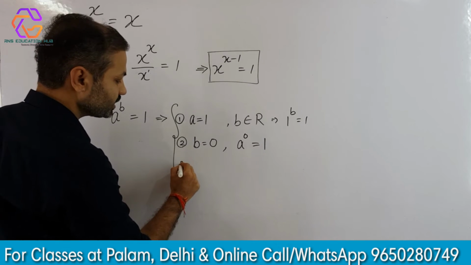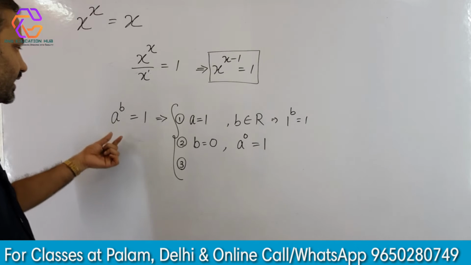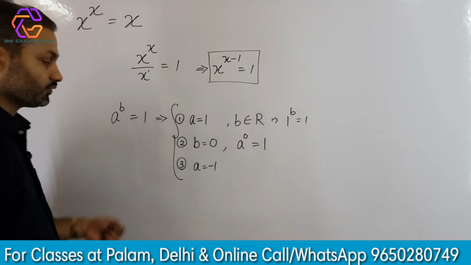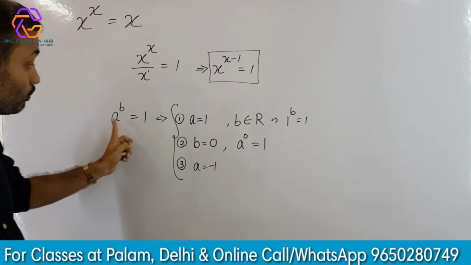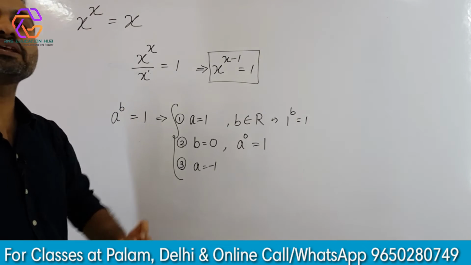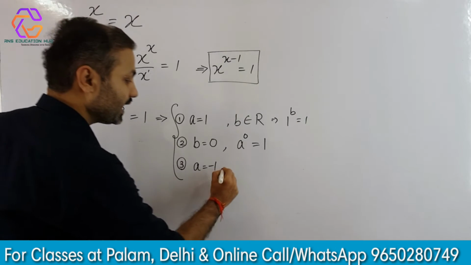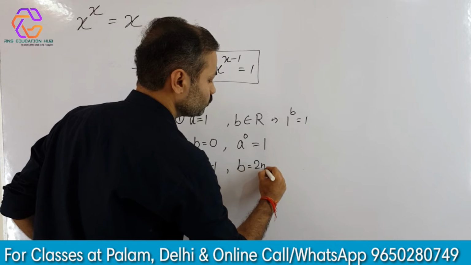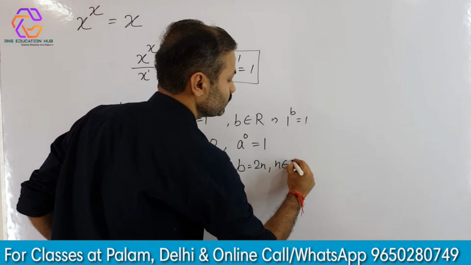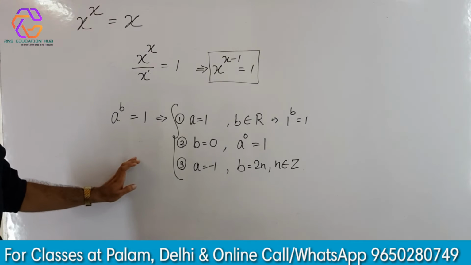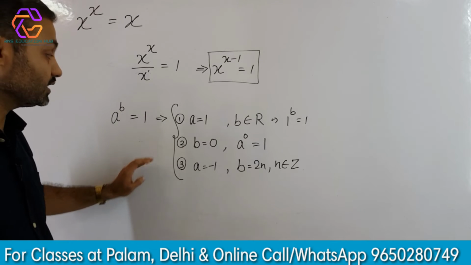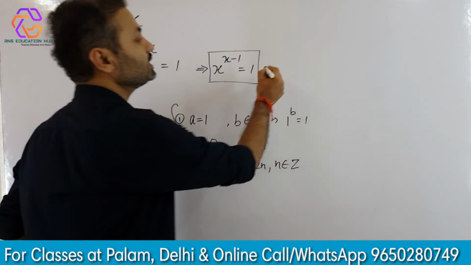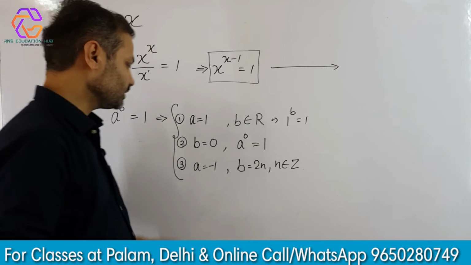And the third condition is, if our a is minus 1, then to make it plus 1, b has to be necessarily an even number. So I can write b belongs to 2n, where n belongs to integers. So we have three conditions to solve it, and I'm applying all these conditions in this context.